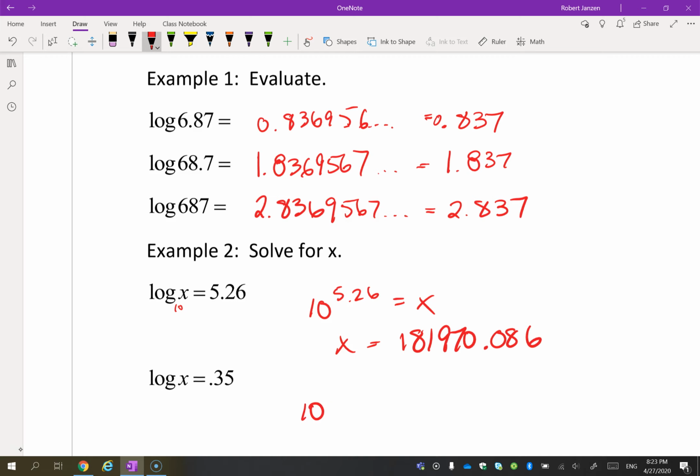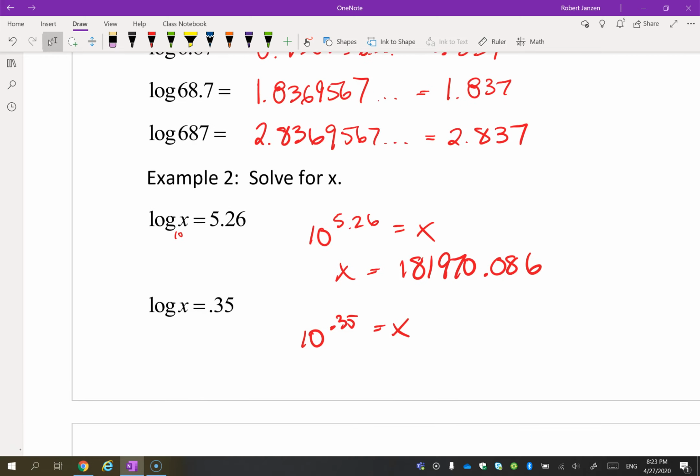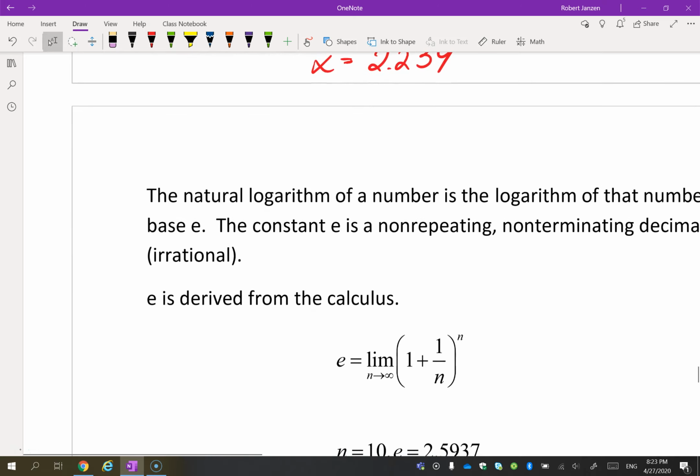Same with this one. This is going to be 10 to the power of 0.35 equals x. So 10 to the power of 0.35 is 2.239. Okay, so those are straight calculator questions, and these all have to do with base 10. So now what does that have to do with the natural log?